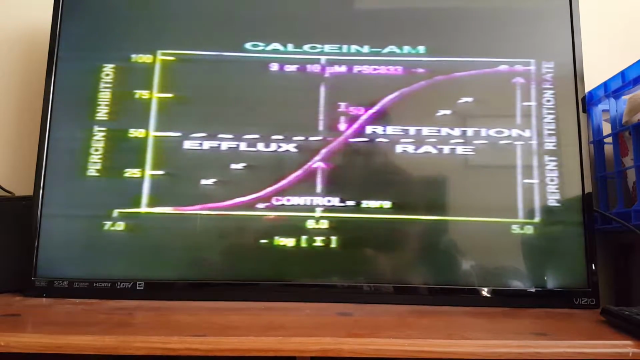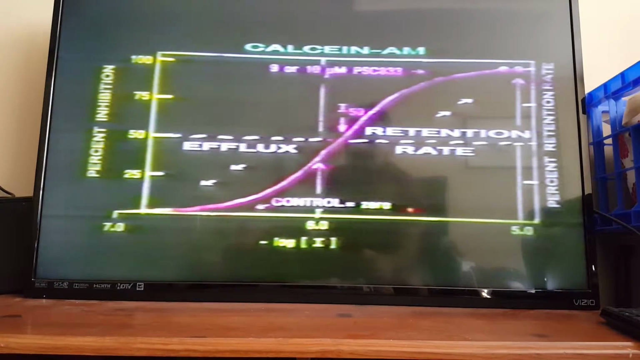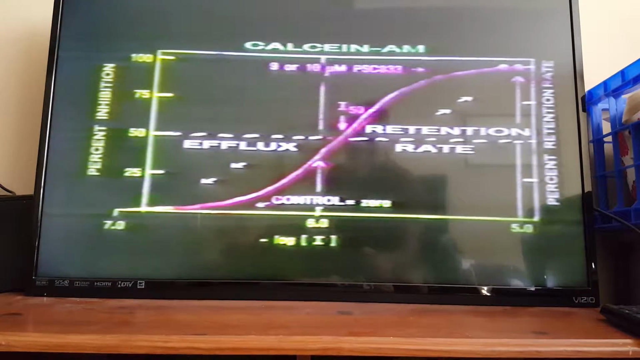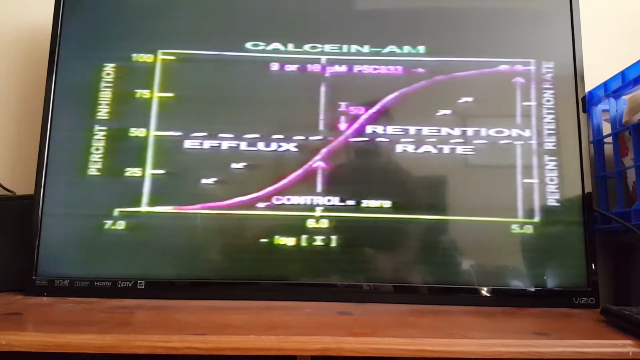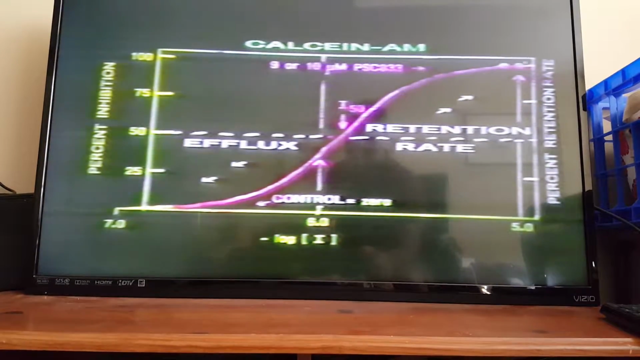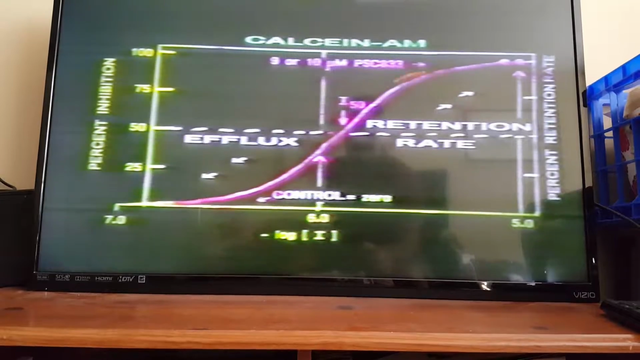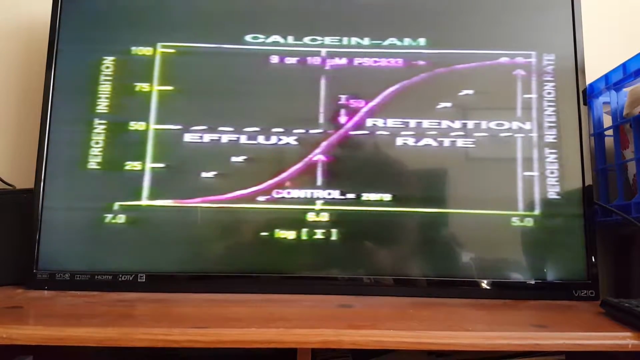The control is obvious. It's when your inhibitor is 0, and by definition that has got to be 0. And when you start to get points that are constant, then that's your 100% value. Now, in order to calculate this curve, what do you need?